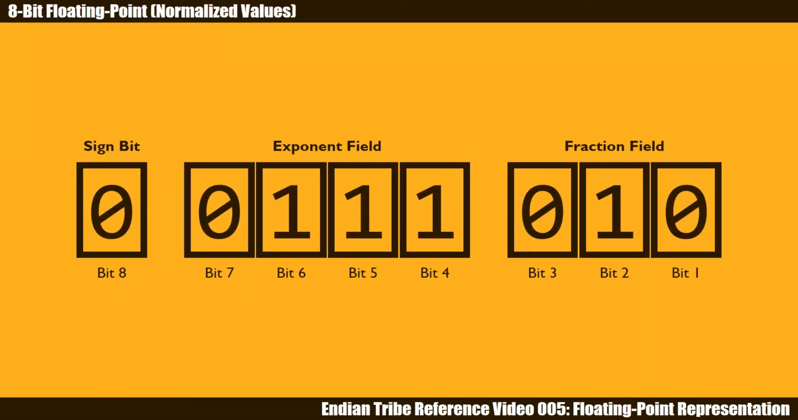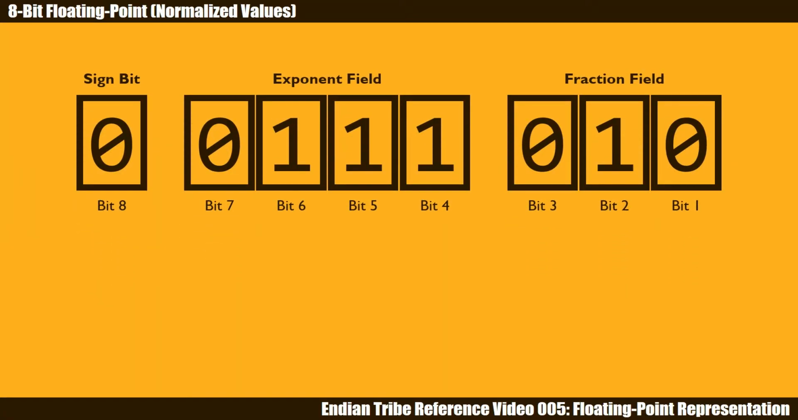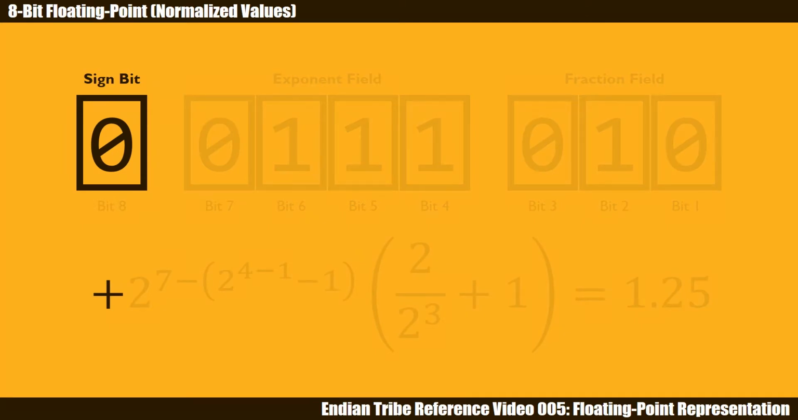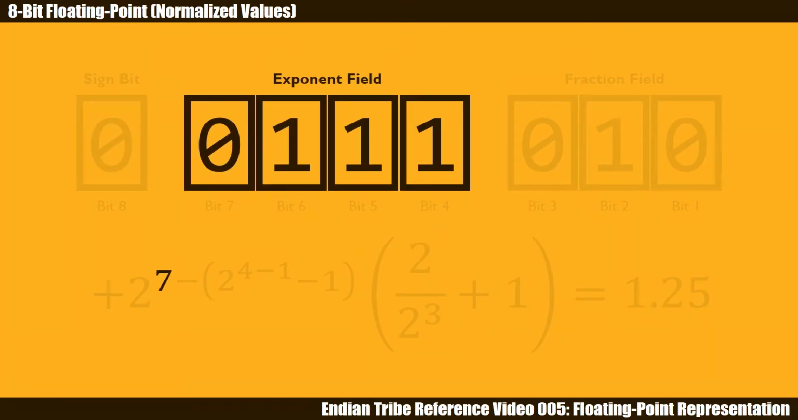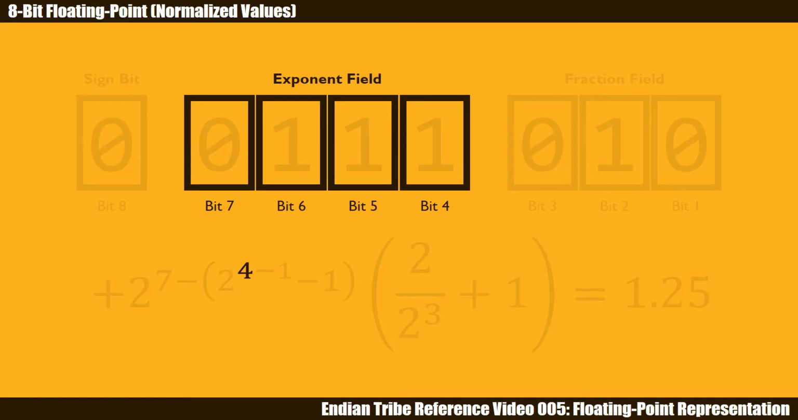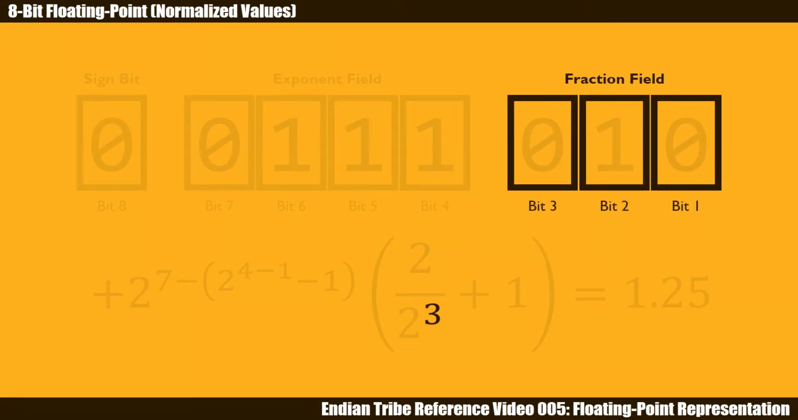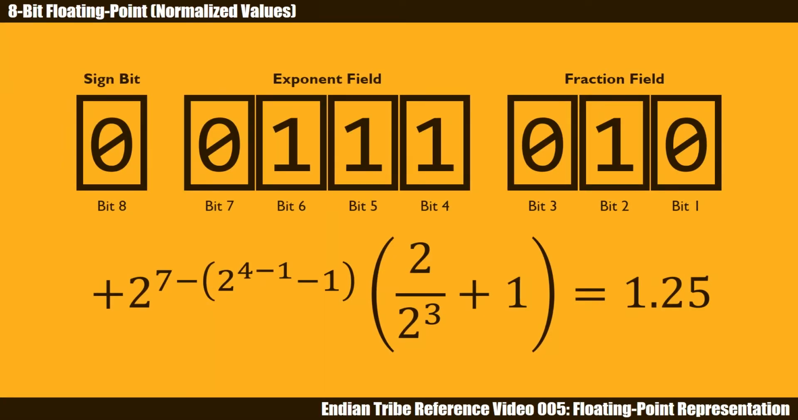Suppose we're given this floating point number and we need to compute the decimal value. Let's use the formula we saw earlier. Since the sign bit is 0, it's a positive number. The value in the exponent field is 7. The exponent field has 4 bits. The value in the fraction field is 2. The fraction field has 3 bits. We find that this represents 1.25.